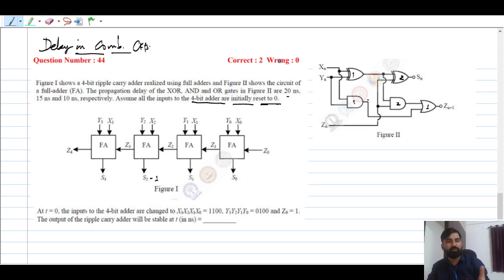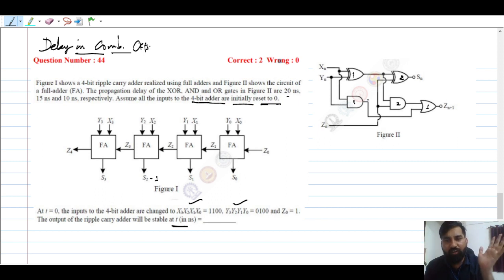At t equal to 0, the inputs to the 4-bit adder are changed to some specific values, so your problem becomes very simple. The moment they have given specified input, the problem becomes very simple. The output of the ripple carry adder will be stable at some time. So you have to find the maximum propagation delay at which the output of the ripple carry adder is going to be stable. It can be the sum or it can be the carry also. Suppose we get the sum at a certain nanosecond and the carry at a certain nanosecond, the maximum is going to be the answer. So let us solve the question.